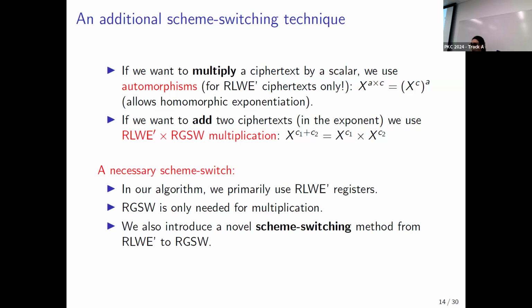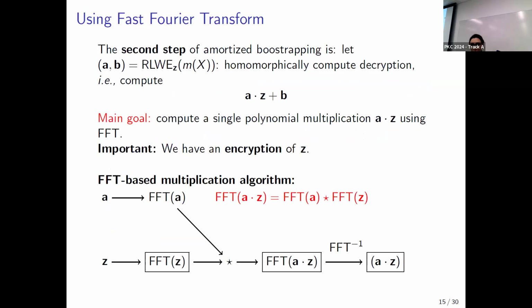So for example, for multiplication, meaning addition in the exponent, we are going to base ourselves on RGSW ciphertexts. And so in our algorithm, we will use the scheme switching technique in order to go from an RLWE prime ciphertext to an RGSW ciphertext in order to be able to perform this multiplication. And one of my last slides is an example of how one of these operations works. So hopefully this will clarify all these operations.